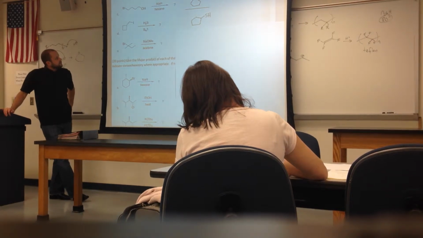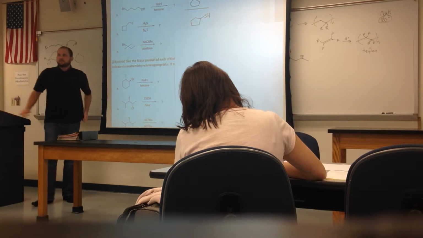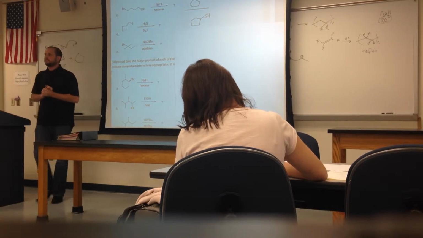Sodium methoxide and acetone, we're adding it to a tertiary bromide. It says specifically in the instructions this is a substitution reaction, right? So what happens?